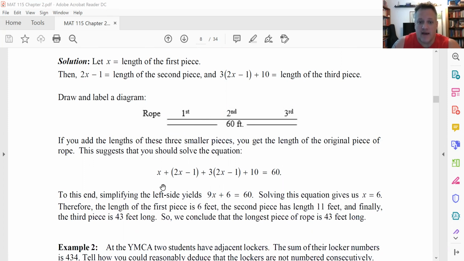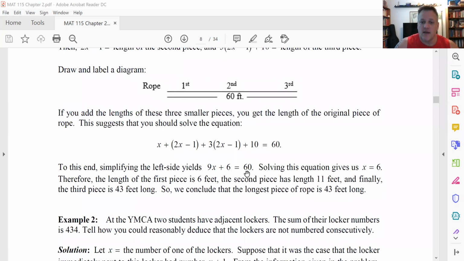Well, to solve that, we have to simplify the left-hand side. So we're going to distribute the 3 through this, add the x terms up to get 9x, and then add the constant terms up to get 6. That's equal to 60. And so now subtract the 6 from both sides and then divide by 9. That gives x equal to 6 feet. And so the length of the first piece is 6 feet.